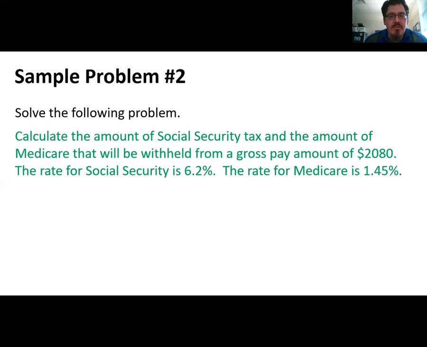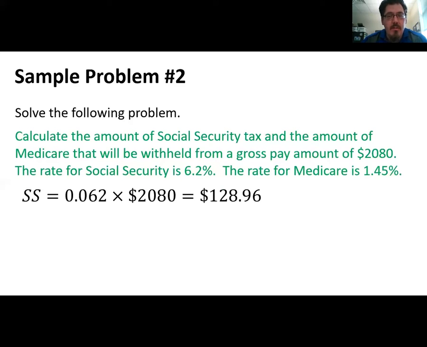Now, let's start with Social Security to calculate how much they're going to deduct. It's a straight multiplication problem. The only catch is make sure that you convert the percent into a decimal. And again, be careful, 6.2%, you got to move the decimal point 2 spaces to the left. So we're going to multiply 0.062 times the gross pay, which is $2,080. So in this situation, $128.96 is what's going to be deducted from the person's paycheck, okay?